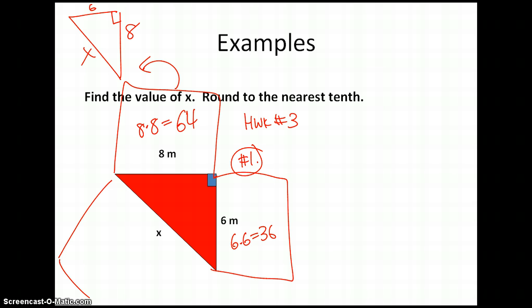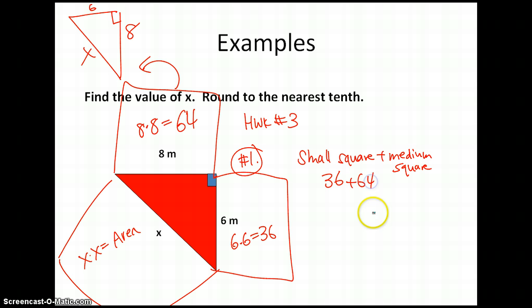Then I have a big square over here, and right now I only really have x, and I know that if I multiply x times x, that will give me the area of the big one, but I am looking for x. So just like with a 3, 4, 5 right triangle, in this right triangle I have 6, 8, and then x. So I can add the smaller square, which is 36, with the medium square, which is 64, and together that makes 100. Now 100 would be the area of the large square.